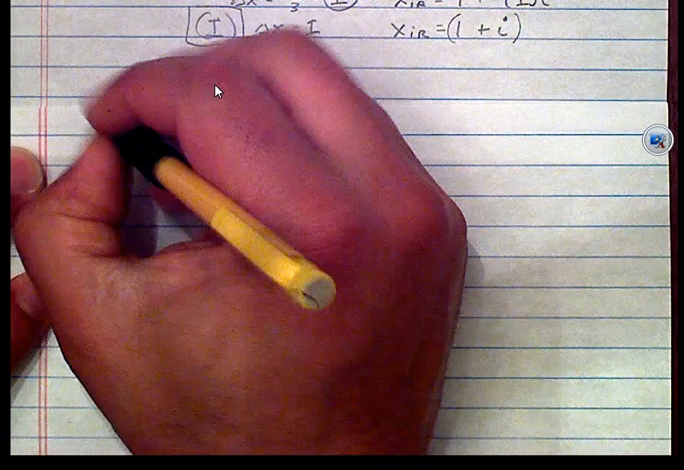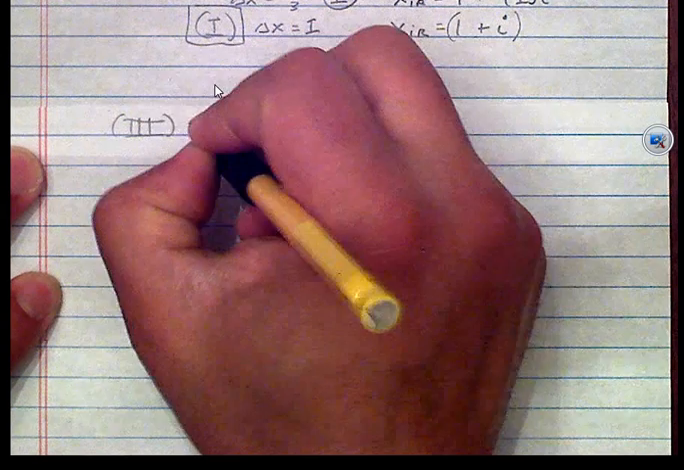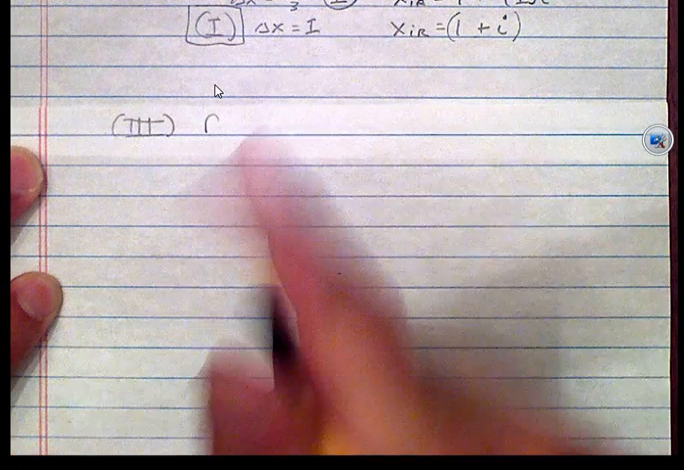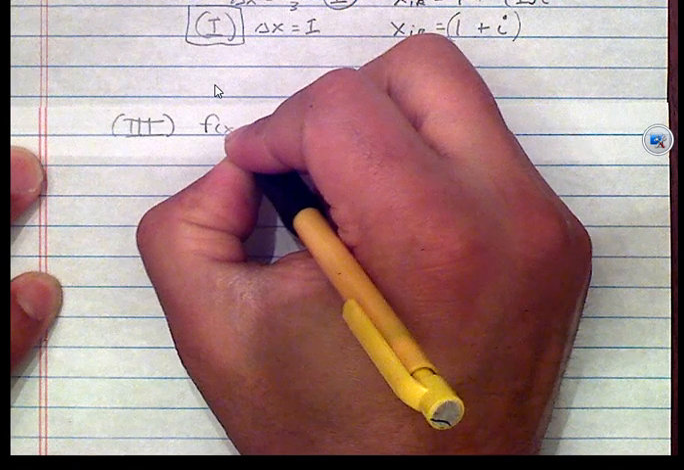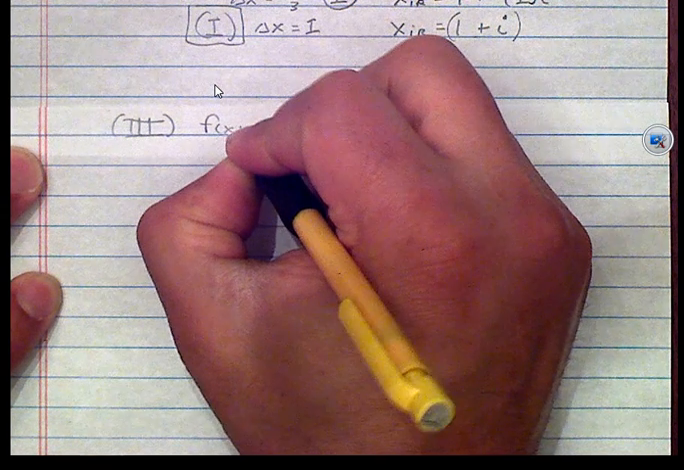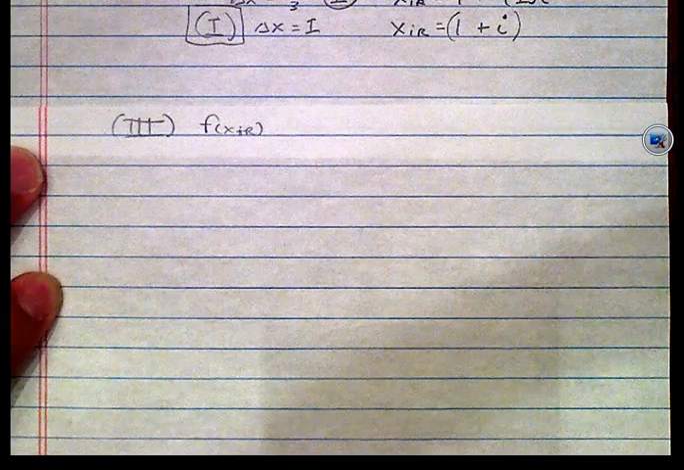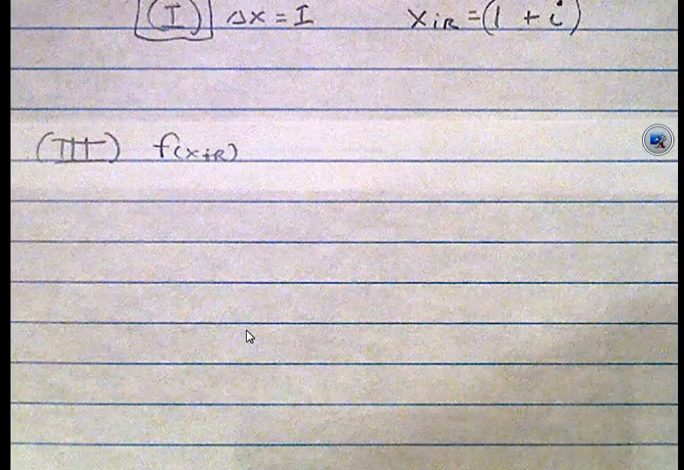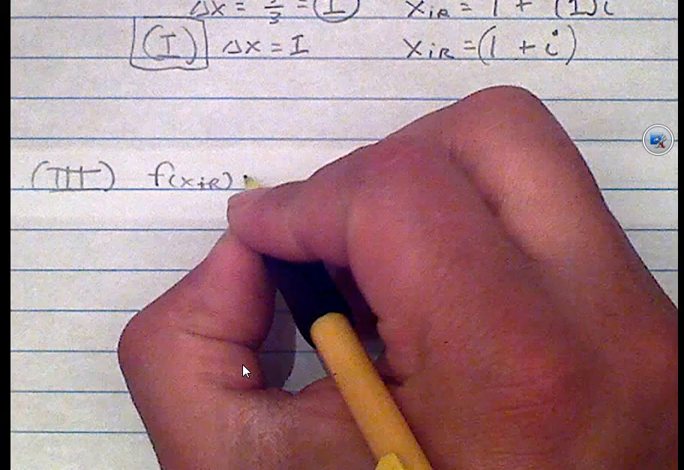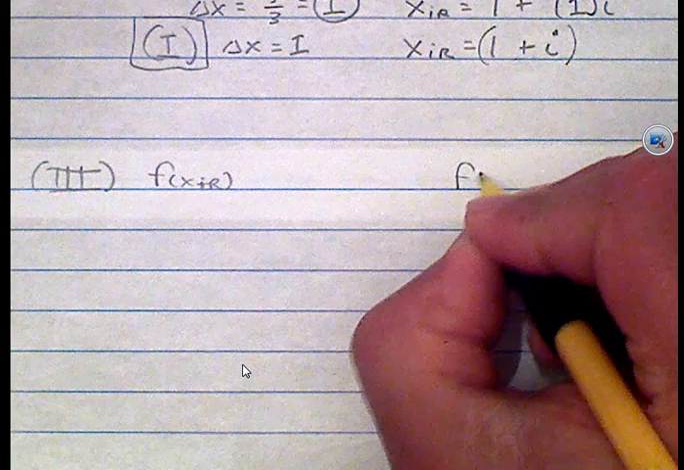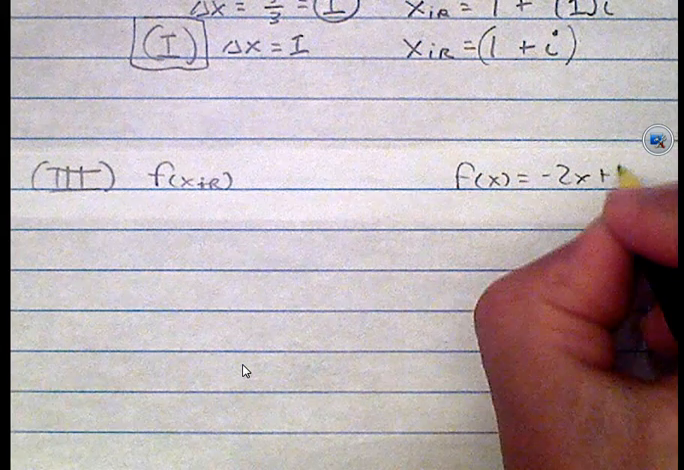Alright, so step 3, we're doing f of x of IR. Let me go ahead and zoom in here. So we found x of IR. We want to find f of x of IR, but first we need to remember that f of x was equal to negative 2x plus 12.